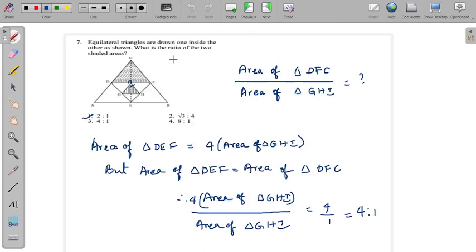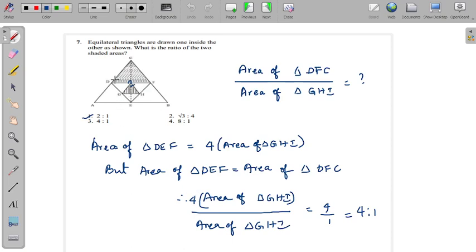Now, seventh question: equilateral triangles are drawn one inside the other as shown. These are all equilateral triangles. What is the ratio of the two shaded areas? I want to get the ratio of triangle DFC and triangle GHI. So the area of triangle DFC by the area of triangle GHI, this ratio I would like to find out. Now the area of triangle DEF is nothing but 1, 2, 3, 4, a combination of 4 equilateral triangles. So the area of triangle DEF is 4 times the area of triangle GHI.